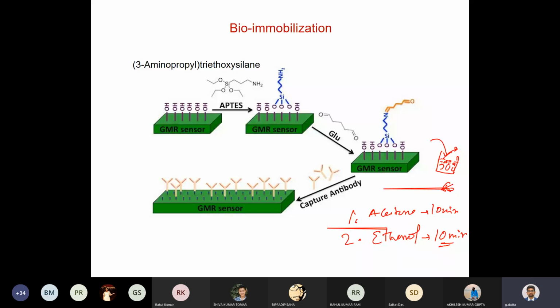Then wash it again, and put it in water solution. So slowly we are going through acetone, ethanol, water, meaning we are increasing the polarity of the solution. Then sonicate it again for 10 minutes in water. This way, you can remove all the contaminants from the surface, and you will generate more hydrophilic groups on the sensor surface, and your surface will be more hydrophilic.